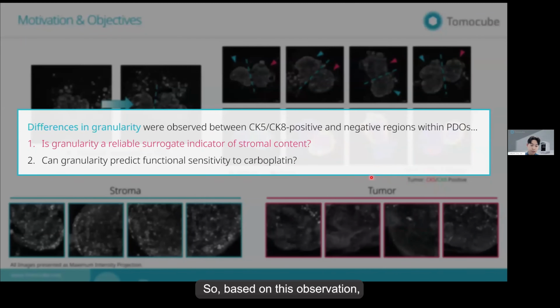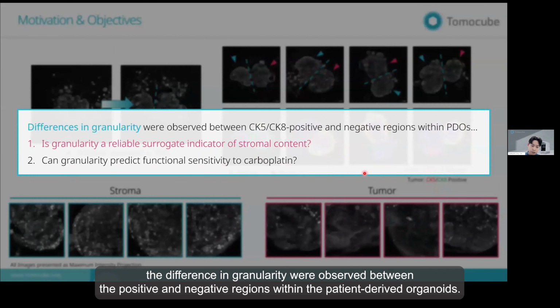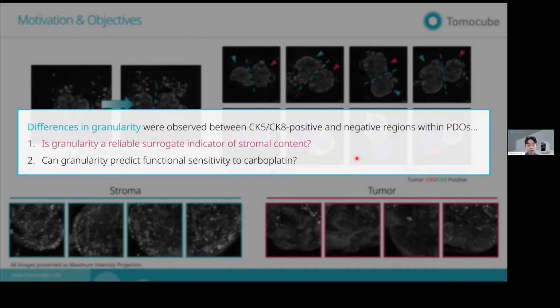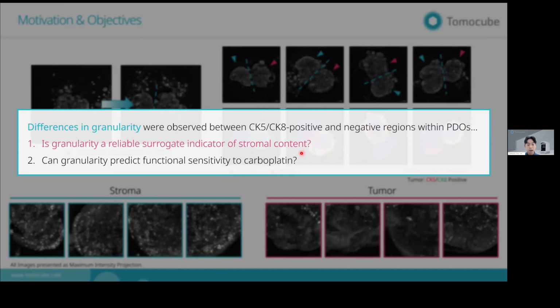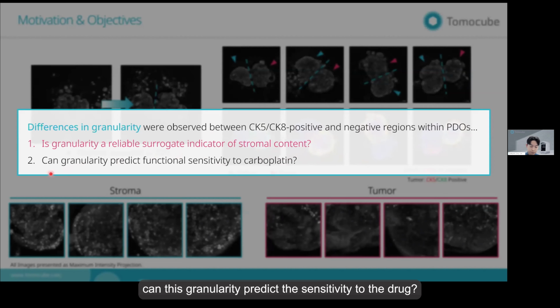Based on this observation, a difference in granularity was observed between the positive and negative regions within the patient-derived organoids. So we raised two questions. Can this granularity be an indicator of the stromal contents? And also, if so, can this granularity predict the sensitivity to the drug? So let's go through the details for this first question.